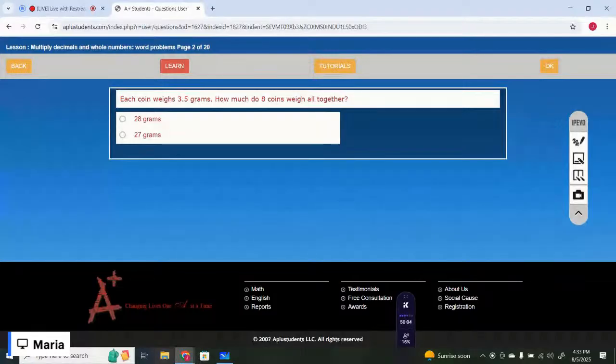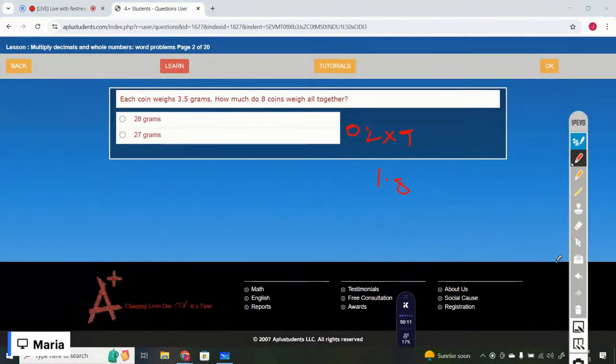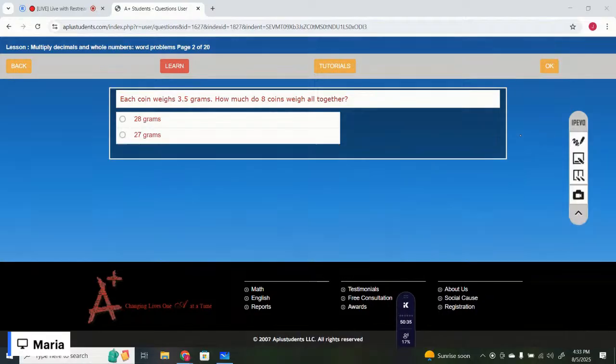Each coin weighs 3.5 grams. How much do 8 coins weigh altogether? So you have to do 3.5 times 8. 8 times 5 is 40, write 0, carry 4. 8 times 3 is 24, 25, 26, 28. So 28 grams it is. Option number 1 is the correct option.